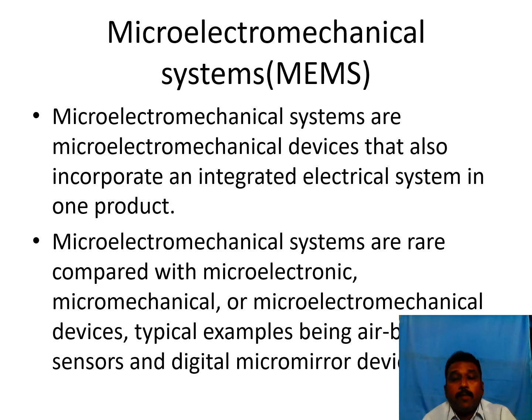And then micro electromechanical systems. These are micro electromechanical devices that also incorporate an integrated electrical system in one product. If you have only one device, then it is a micro mechanical device. If you have an electrical system also integrated into it, then it is called a micro electromechanical system. They are very rare. They cannot be compared with microelectronic, micro mechanical or micro electromechanical devices. Examples of MEMS are digital micromirror devices and airbag sensors in automobiles.